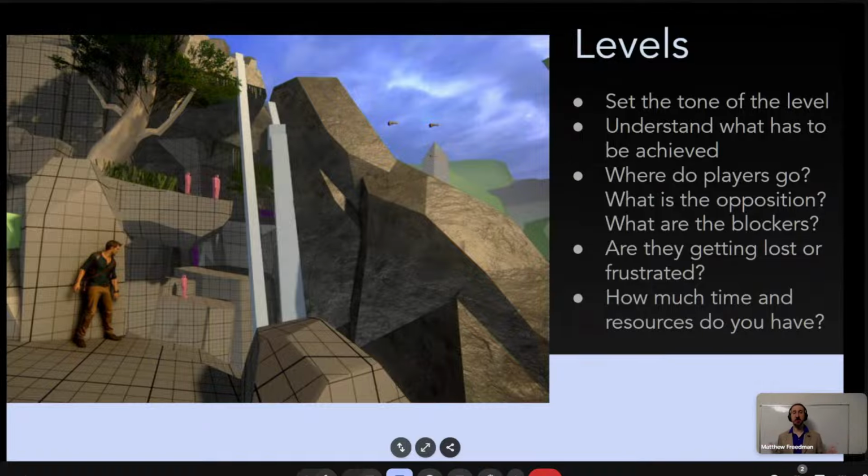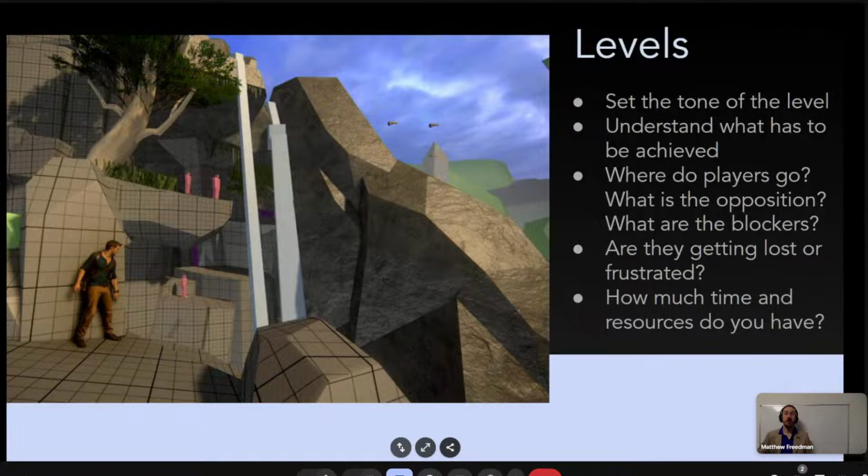What's the opposition? What are my blockers as I'm pursuing my overall high-level goal within the level? So like here with our gray box Uncharted level, this is for Uncharted 4, the path forward's pretty clear. I can see there's a gap there. I'm going to have to navigate. There are enemies. I can see there are two different levels there. There's a high road and a low road. It's pretty clear where I have to go and what the obstacles are that are preventing me from moving forward.